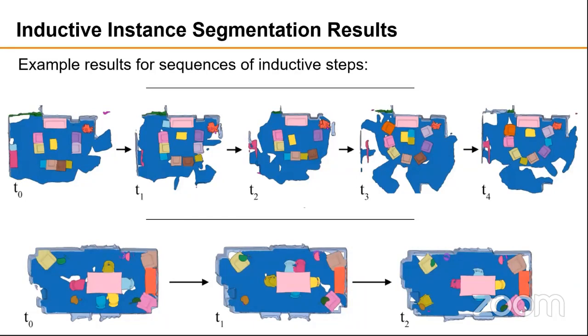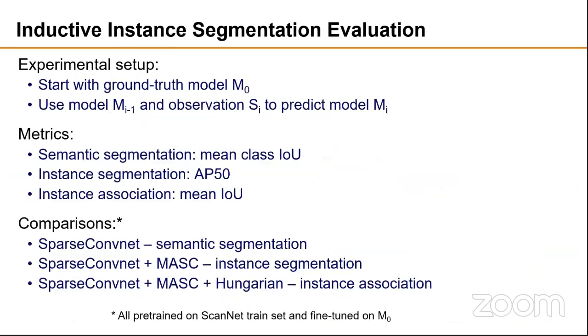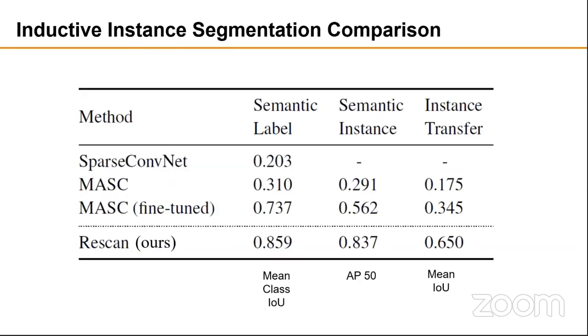Note that some objects have moved significantly between time steps, but the algorithm is still able to provide the right instance segmentation for them. To evaluate the algorithm, we ran experiments and compared to the state-of-the-art methods at the time. We find that our algorithm is better able to predict semantic category and instance segmentations than previous methods, and it can better transfer instances from one scan to the next than any baseline.